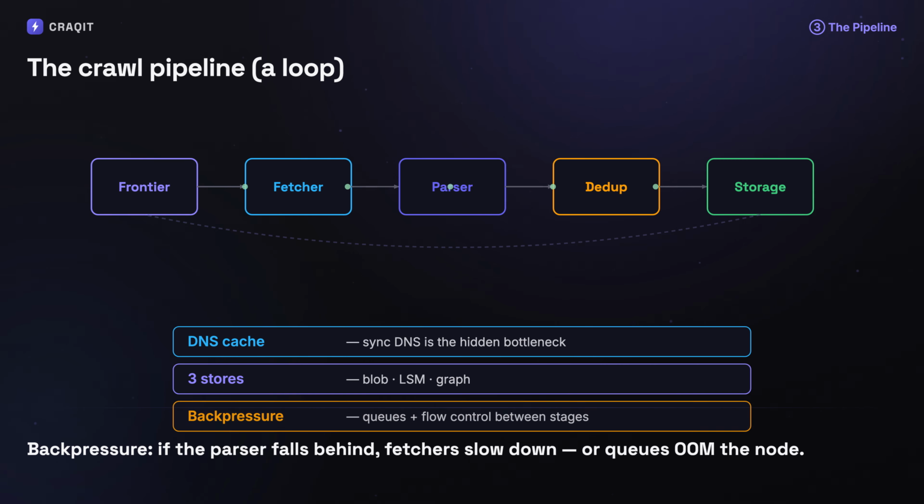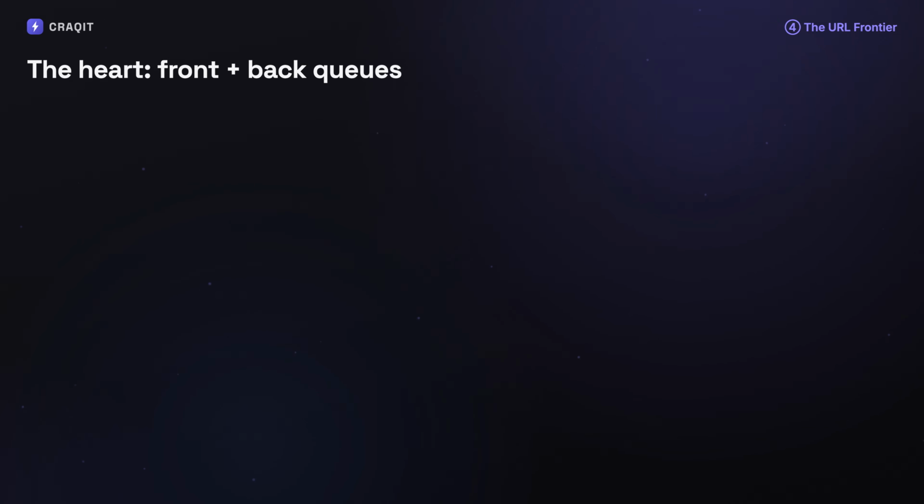Third, backpressure. Fetching is network-bound, parsing is CPU-bound, storage is I/O-bound. They run at different speeds, so you connect them with queues and apply flow control. If the parser falls behind, the fetchers must slow down, or your queues grow unbounded and a node runs out of memory. This is the heart, so we go slow.